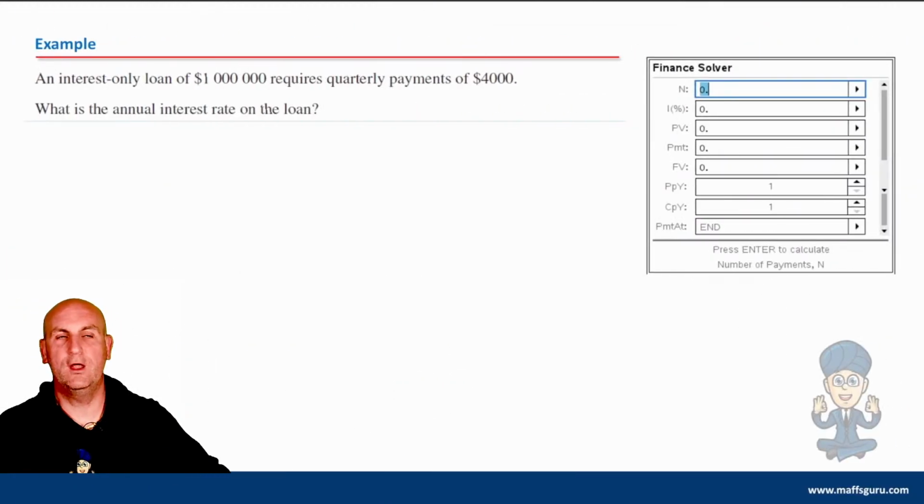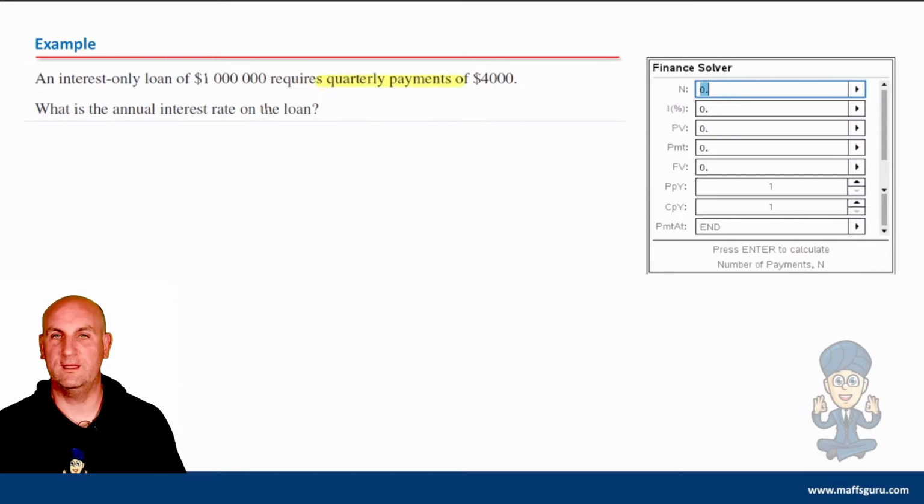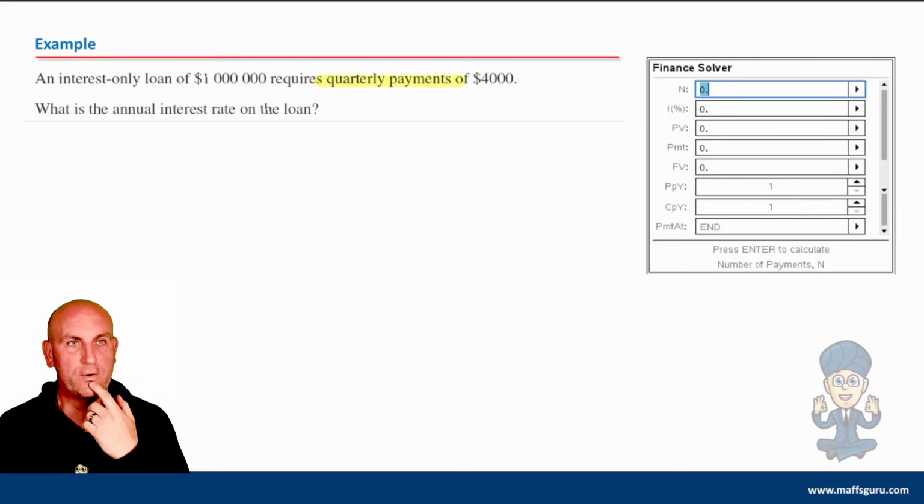An interest-only loan of $1 million requires quarterly payments. And again, interesting what they did there. I get so used to monthly, my brain almost got tricked there with the quarterly payments of $4,000. What is the annual interest rate? Can I use the finance solver? Probably yes, because they've given me my initial value. But again, could I work it out without? Probably. I could do it by pencil and paper.